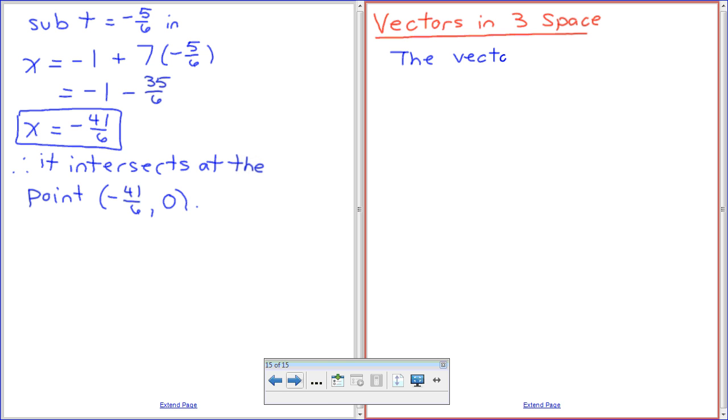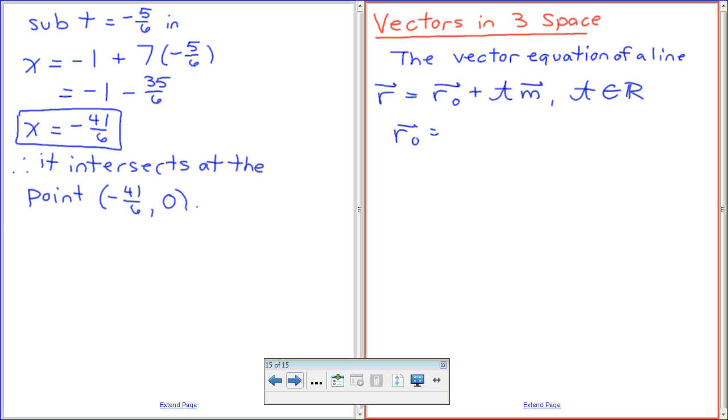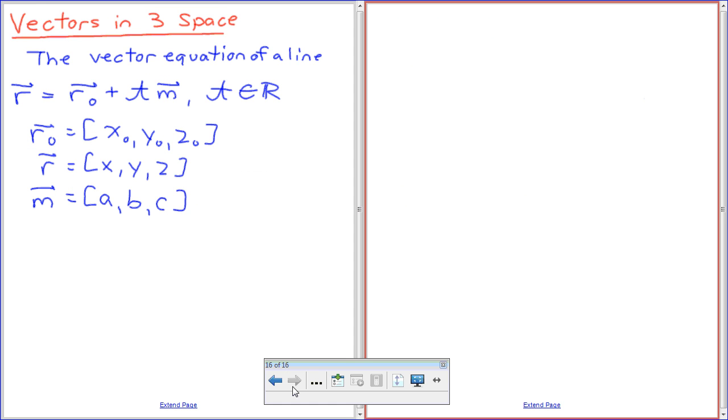We're saying the vector equation of a line is r equals r naught plus tm for t in the reals, and we're going to set r naught equal to (x naught, y naught, z naught), r equal to (x, y, z), and m equal to (a, b, c). Yes, just in three space, yes.